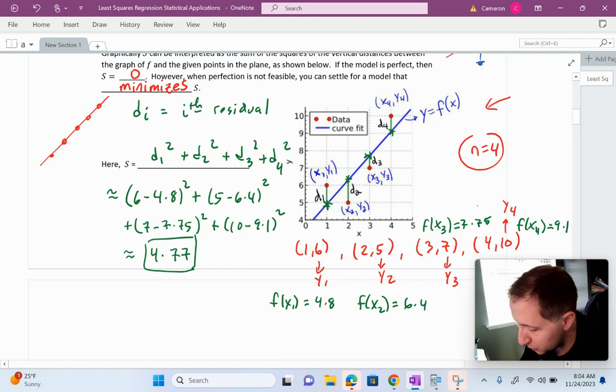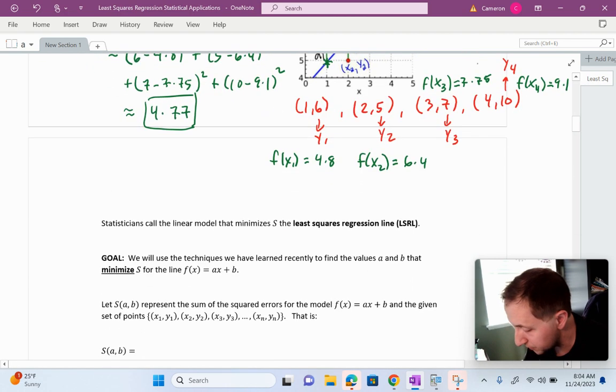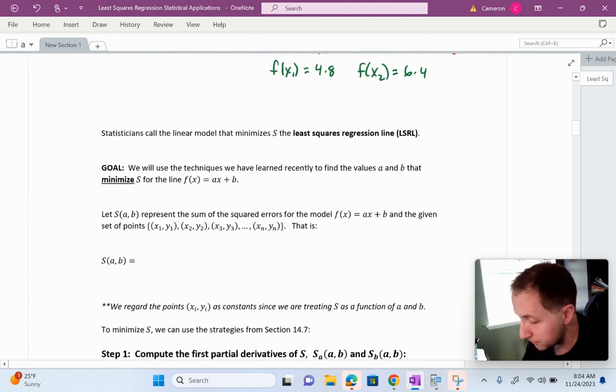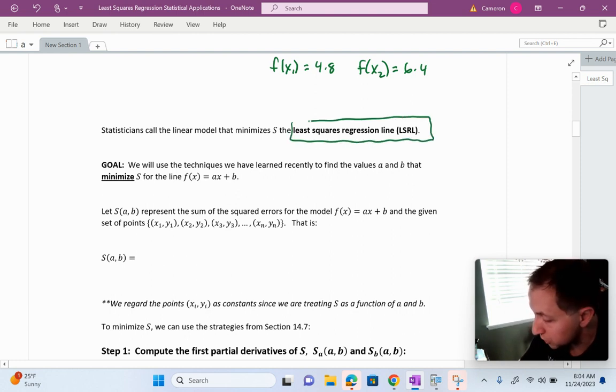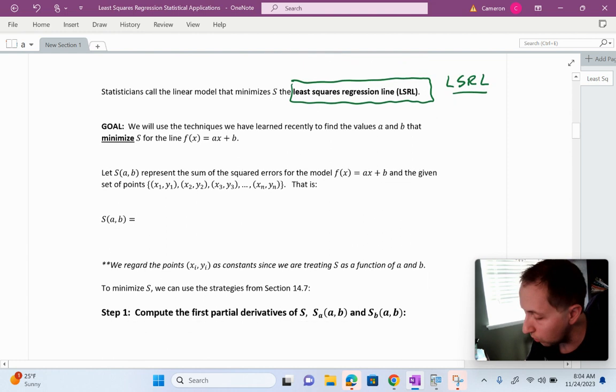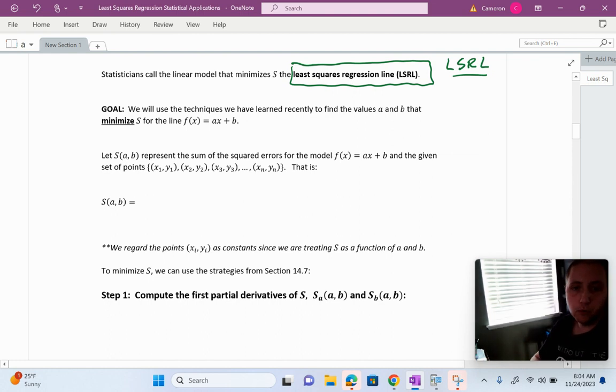Okay. So now the question is, how do we come up with this model? How do we end up finding this sum of squared errors? That's what we're going to do here, looking at this for a linear model. Statisticians and data scientists call this linear model that minimizes S, the sum of squared errors, the least squares regression line. Sometimes it's abbreviated LSRL. Our goal is to use techniques we've been exploring in section 14.7, finding multivariable maxima and minima, extrema, on a given domain. And we're going to do this for a line.